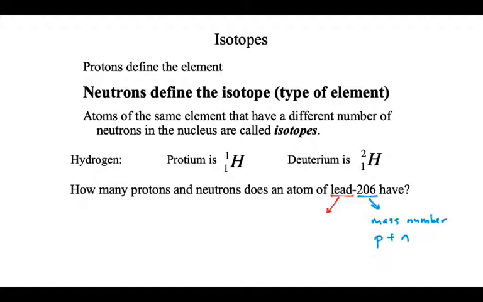So the 206 is the mass number. Our mass number is the sum of protons and neutrons. So if I tell you lead-206 and I want to know how many neutrons lead-206 has, what else would I need to know? The number of protons. That's going to become a difficult question at this stage because we're missing some information. What do we need to know about lead? We could do atomic number. Where do you find atomic numbers?